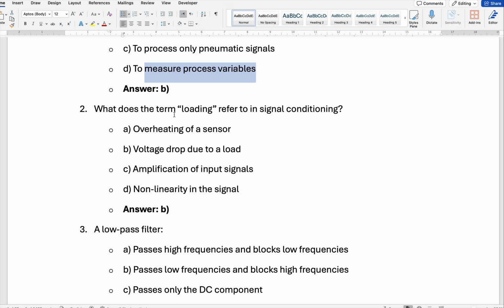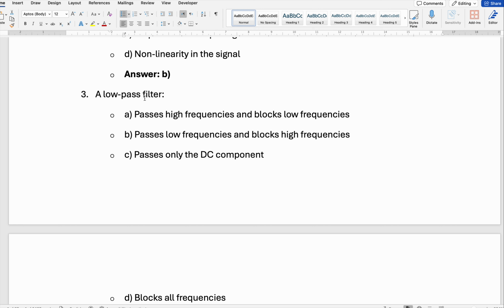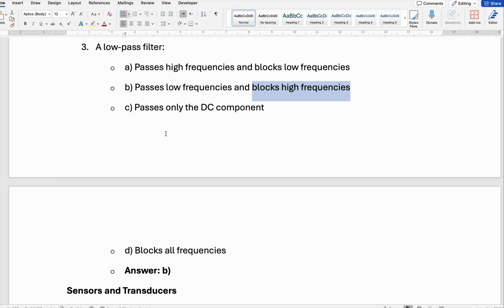So that's part 1. For example, part 2: what does the term loading mean? Loading is different from self-heating, if you can recall. Loading is like the voltage input that it has, whereas self-heating comes from the resistance within the sensor because of the resistor. So when we talk about loading, we are talking about the voltage that is due to the load, and definitely it's not amplification or non-linearity in the signal. So the answer is B. The low pass filter passes the low frequencies, but we also want to ensure that it not only passes low frequencies but blocks the high frequencies, and definitely B will be the answer.